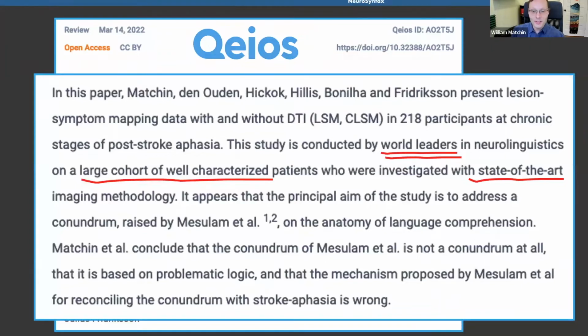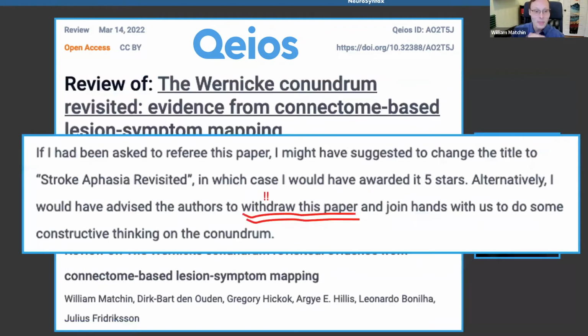One thing he mentioned is that the study is conducted by world leaders in neurolinguistics on a large cohort of well-characterized patients with state-of-the-art imaging methodologies. So that started off pretty good. But a lot of the objections were that this is in stroke-based aphasia, that there are some misunderstandings and confused logic, and he advised us to withdraw the paper and do more constructive thinking.